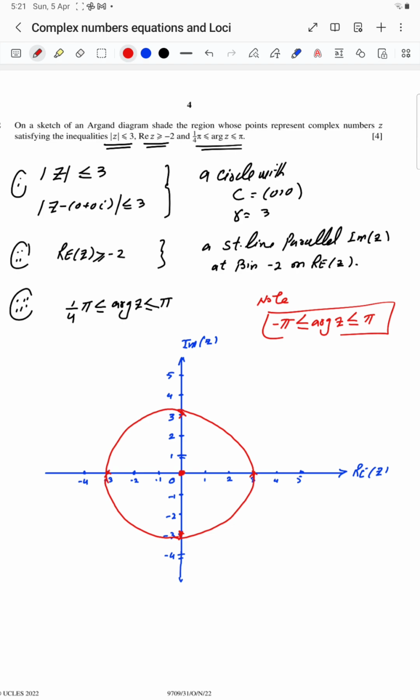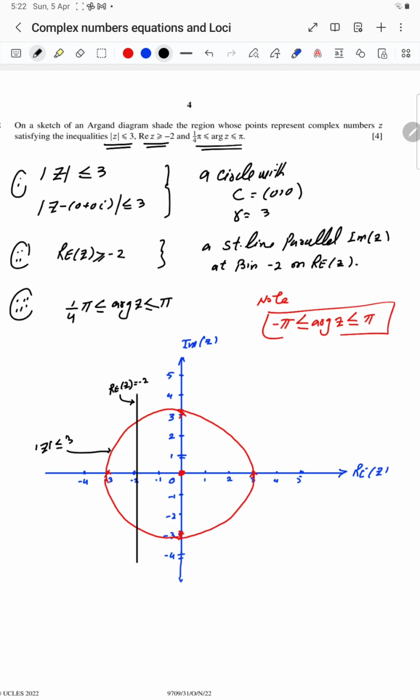Now the second one, we have to plot the line at negative 2 of real of z. It will be parallel to the imaginary axis. The line will be solid because it shows that real of z is greater than or equal to -2. Here this is real of z equal to -2, and this represents modulus of z less than or equal to 3. And third one, now we have to go with the argument. So let me write it here.